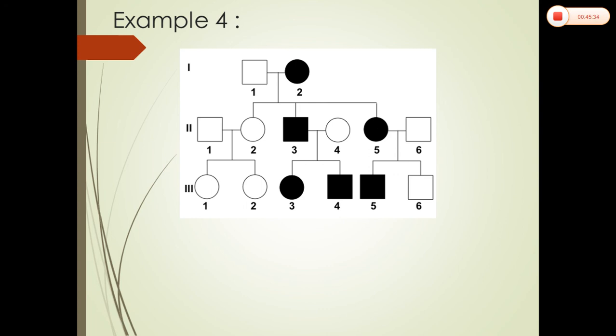The third, affected daughter marries a normal man. They have 1 affected son and 1 normal son. So what can we predict from this? One parent is affected. In every generation the trait is appearing. Male and female partners are equally affected. So what is this? This is autosomal dominant inheritance. So easy. Only thing is that you have to do practice. Then your logic will automatically develop.